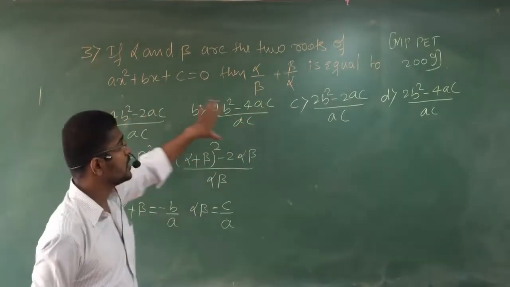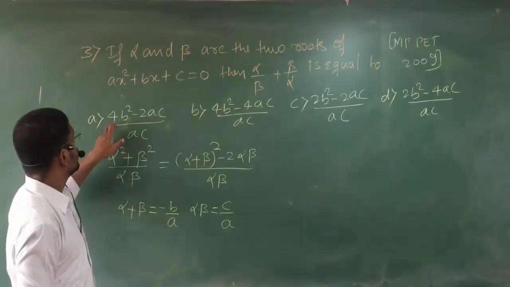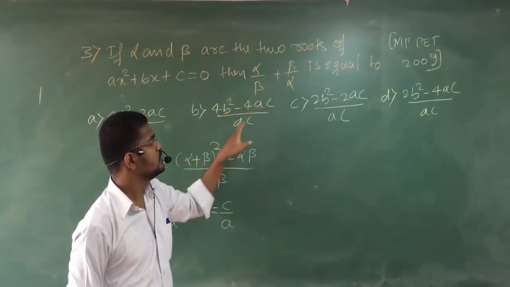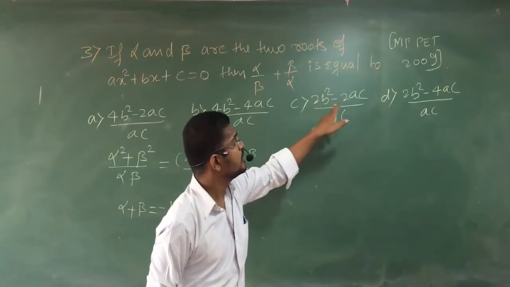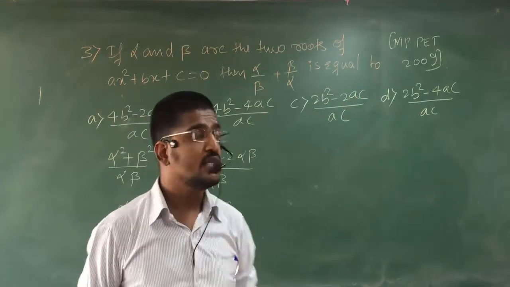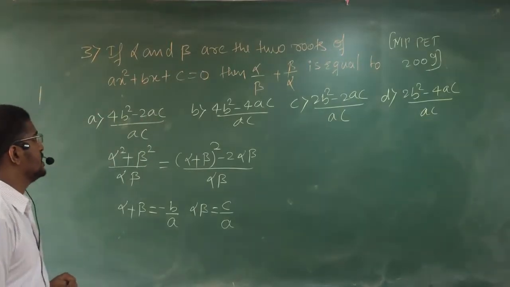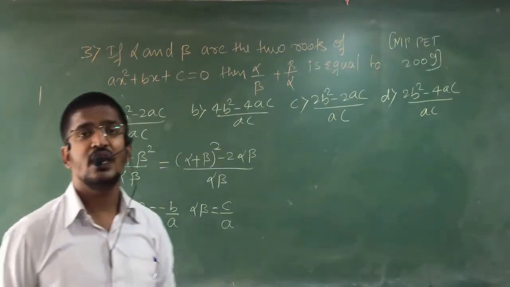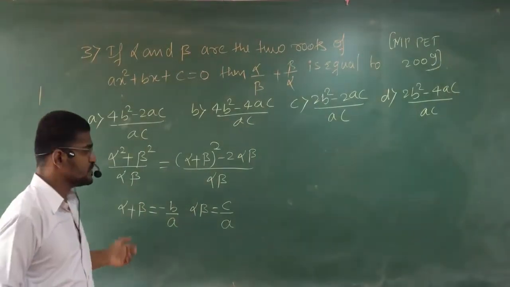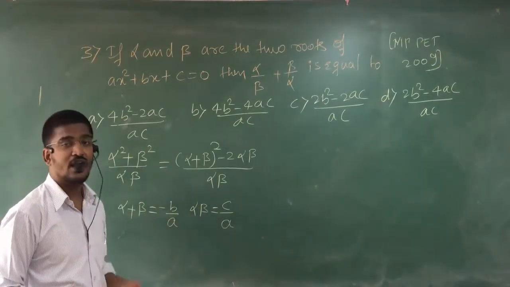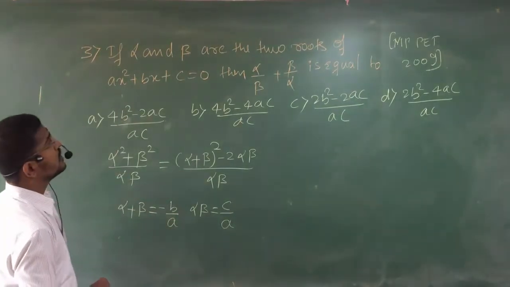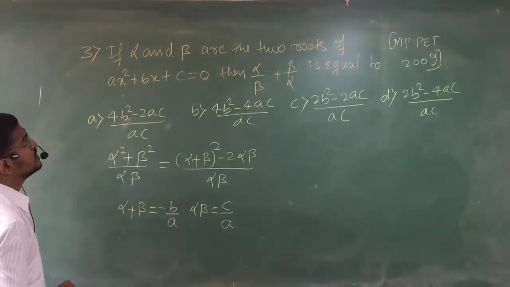The four options are given, that is 4b square minus 2ac divided by ac, 4b square minus 4ac divided by ac, 2b square minus 2ac divided by ac, 2b square minus 4ac divided by ac. So this is what they are asking. Clear? So now already you got alpha plus beta and you also got alpha into beta. Use it here.